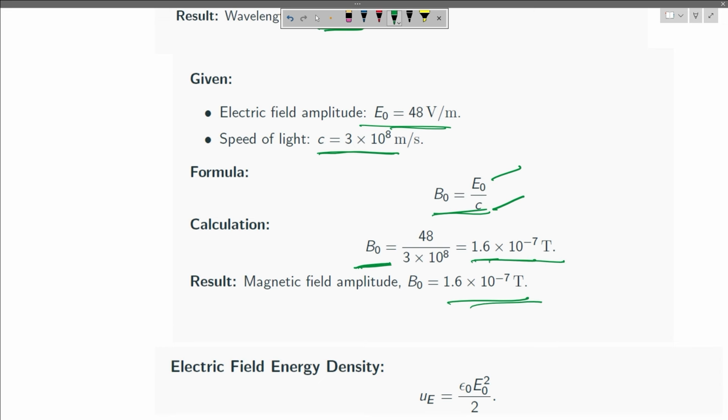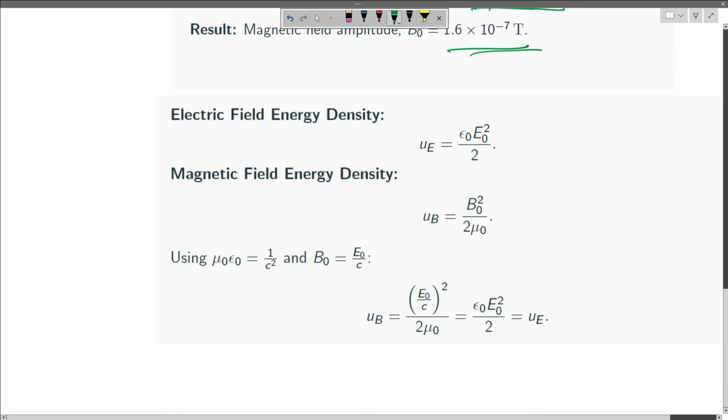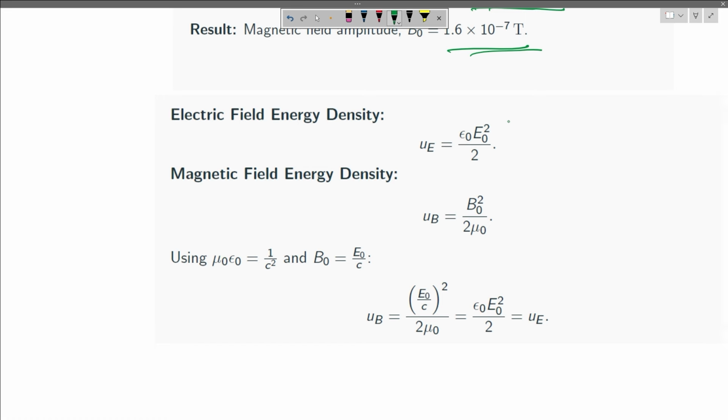Now we have to show that the energy densities of the electric field and magnetic field are the same. We see the expression for electric field energy density, epsilon naught E squared by 2. Similarly, for the magnetic field it is this. Now using epsilon naught times mu naught equals 1 by c squared, and the relationship between electric field and magnetic field magnitude, we come to the conclusion that UE equals UB, or the energy density of the electric field is equal to the energy density of the magnetic field.